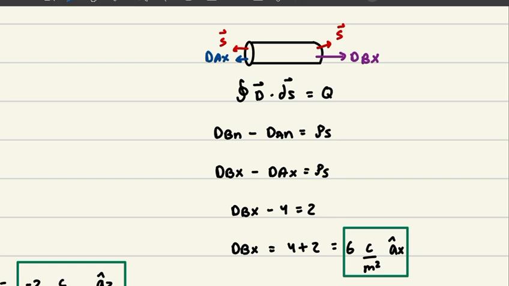We already know D sub Ax from the given problem, and that is 4 coulombs per meter squared. The sheet charge we also know is 2 coulombs per meter squared, so that gives us D sub Bx minus 4 is equal to 2, and therefore D sub Bx equals 4 plus 2, which equals 6 coulombs per meter squared in the x direction. A common mistake is that people forget the sheet charge and write D sub Bx is automatically equal to D sub Ax. But here we had a sheet charge of 2 coulombs per meter squared, so we had to add it.